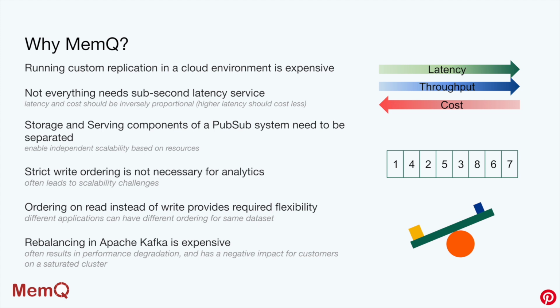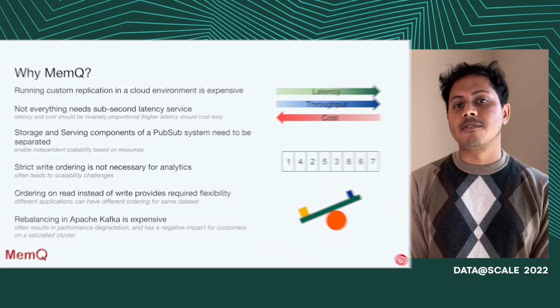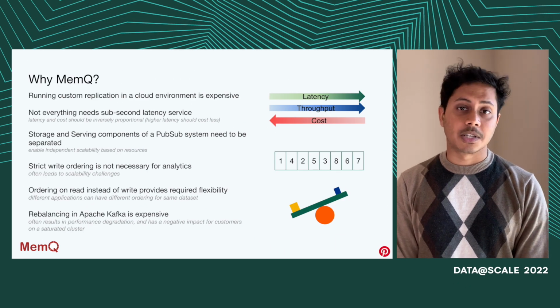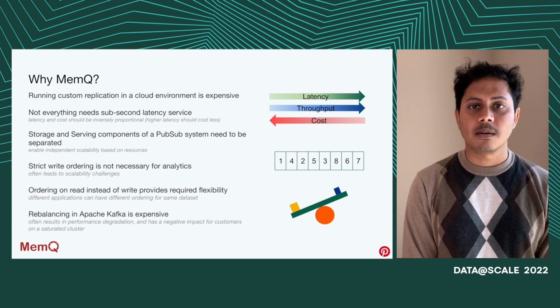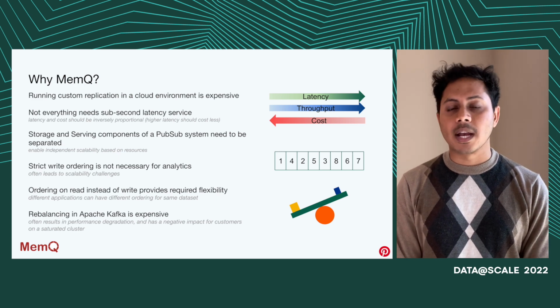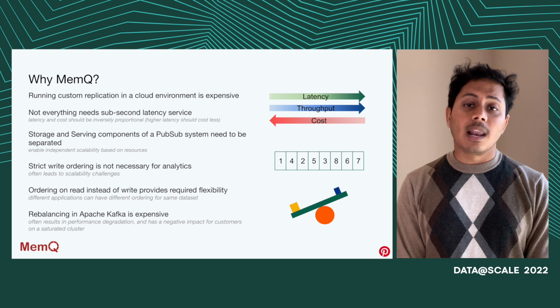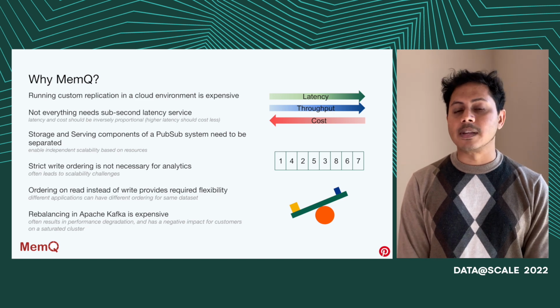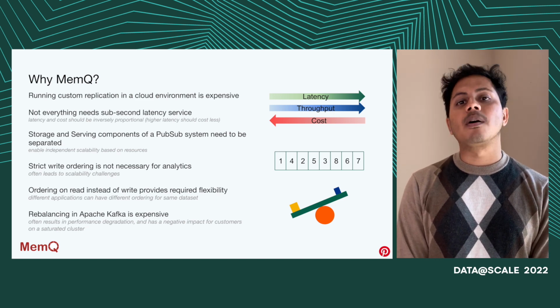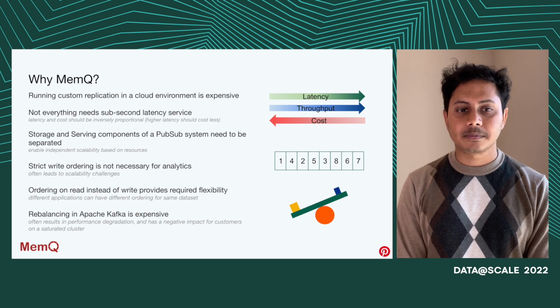Ordering on reads provides customers and applications more flexibility, because in most cases at Pinterest they're ordering by timestamp, for example ingestion timestamp or device timestamp, in which case ordering on write is completely irrelevant. And lastly, Apache Kafka rebalancing is very expensive, and Kafka is what had been powering the platform in the past.